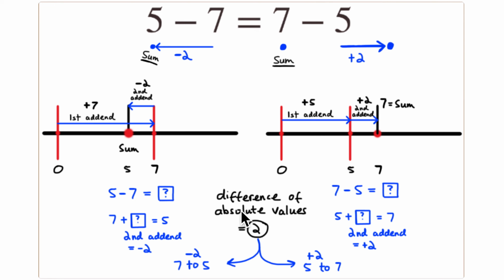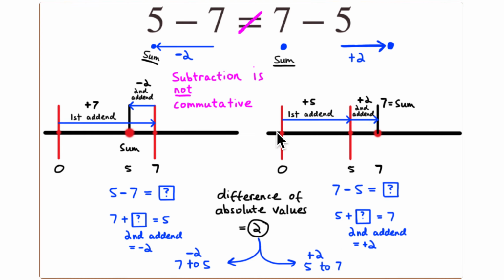So the difference of the absolute values, so you take the absolute value of 7 and 5, find their difference or subtract them. 7 minus 5 is 2. But in this case, the direction is negative 2. In this case, the direction is positive 2. So in the end, subtraction is not commutative. These are not equal to each other.